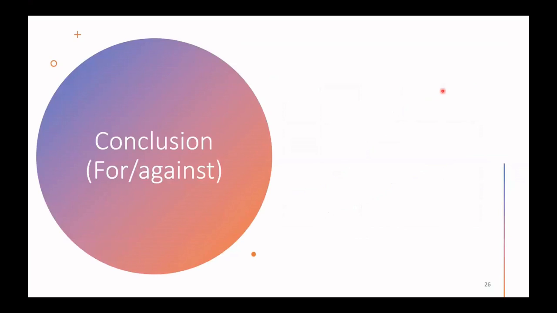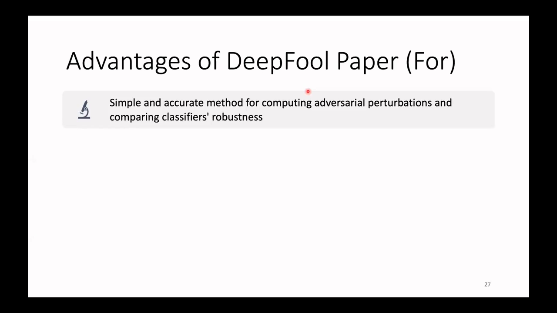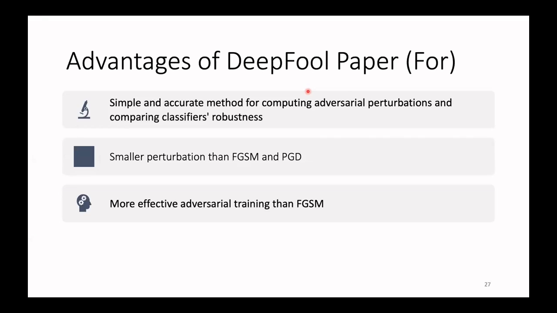And we have now the conclusion for this paper. Now I'll talk about the strengths of the paper. First of all, it's a simple and accurate method for computing adversarial perturbations and comparing classifiers. Second, it generates a smaller perturbation than FGSM. Third, the experiments in the paper show that it's more effective for adversarial training than FGSM.